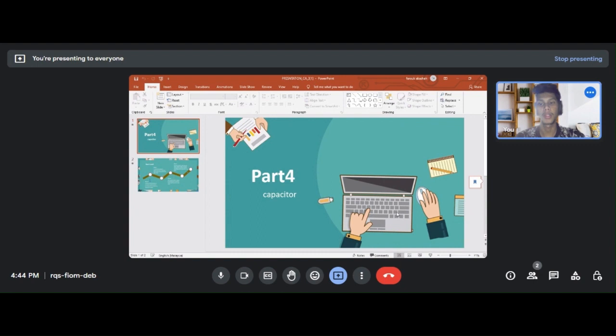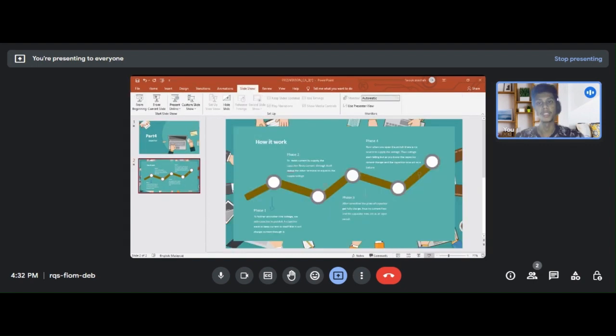Bismillahirrahmanirrahim. Part 4, capacitor. How does a capacitor work? The first phase, to further smoothen the voltage, we add a capacitor in parallel. A capacitor wants to keep voltage constant across itself. In phase 2, to resist the change by the supply, the capacitor draws current to itself, raising the other terminal to equal the supply voltage. The third phase, after some time, the plates of the capacitor get fully charged.